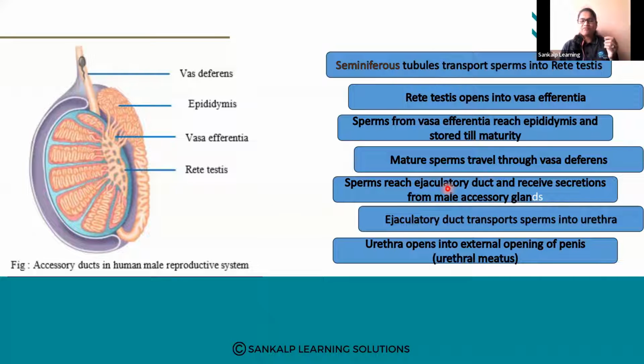From the vas deferens, it will go to the ejaculatory duct, and then it will get secretions from other male accessory glands. Then the ejaculatory duct transports sperms into the urethra. The urethra opens into the external opening of the penis, which is called the urethral meatus. So: seminiferous tubule, rete testis, then vasa efferentia, epididymis, then vas deferens, then ejaculatory duct, then urethra, urethral meatus. So this is the right answer. Option C is the right answer. Let us proceed to the next question.